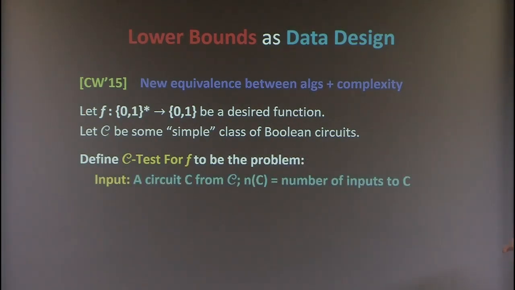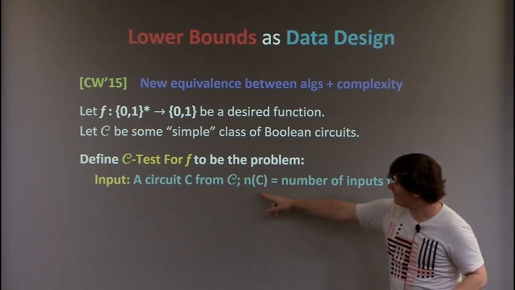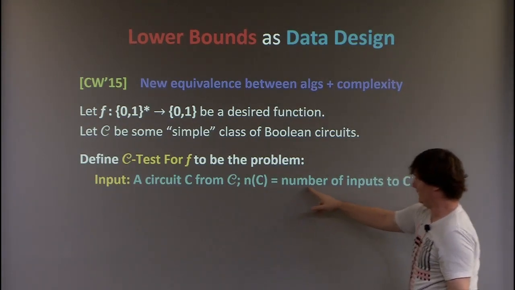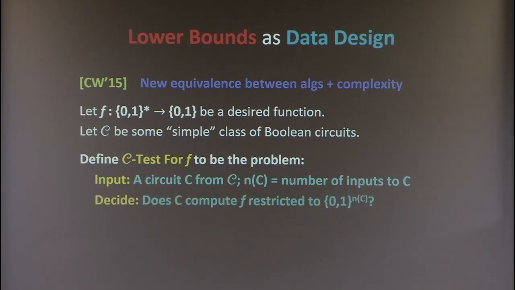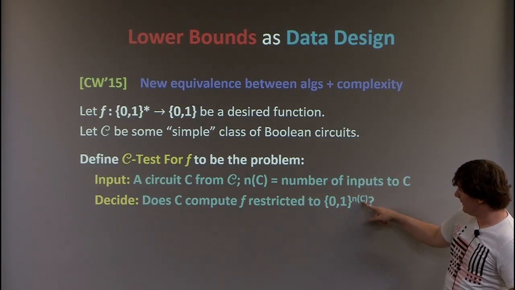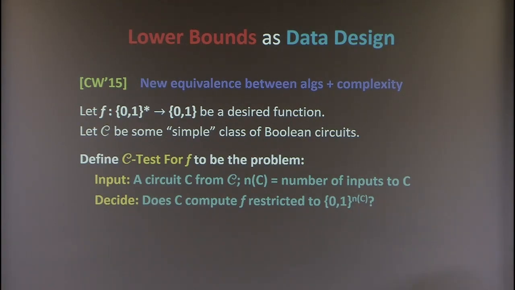Okay. So our input is going to be a circuit C from this class, and we'll let n(C) be the number of inputs to C. That's just given as part of the input of the problem. What we want to decide is whether C computes f on all n(C)-bit strings. Like, I give you the circuit, and it has some number of inputs. I want to know, does it compute f on the slice? Yes or no? Okay. Right.